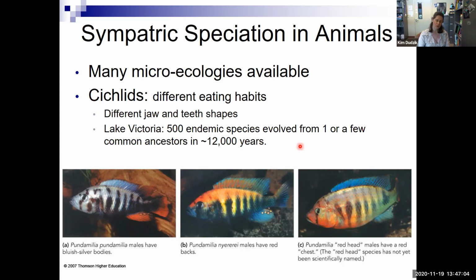So again, remember you have to make sure you don't confuse the isolating mechanisms with the actual mechanism to get speciation. Speciation occurs either sympatrically or allopatrically. Both of them need some kind of reproductive isolating mechanism. In allopatric speciation, the geographic isolating mechanism is a physical barrier. In sympatric speciation, you might get more behavioral isolating mechanisms, more temporal isolating mechanisms, things like that.